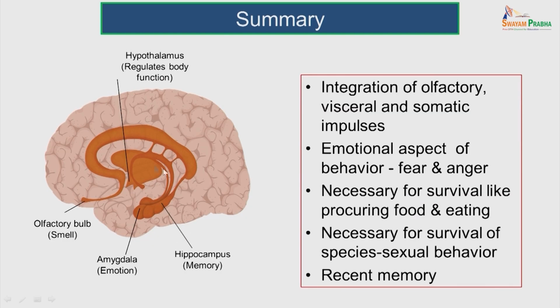So, as we know, the limbic system is an integration of olfactory, visceral and somatic impulses, the emotional aspect of behavior, the fear and anger, and it is necessary for survival like procuring food and eating. It is also necessary for survival of the species and sexual behavior, and it is also important in recent memory. So, that is why if any of this region is affected, we have all the signs and symptoms. So, we should be able to locate, looking at the signs and symptoms, where the pathology is. Thank you.